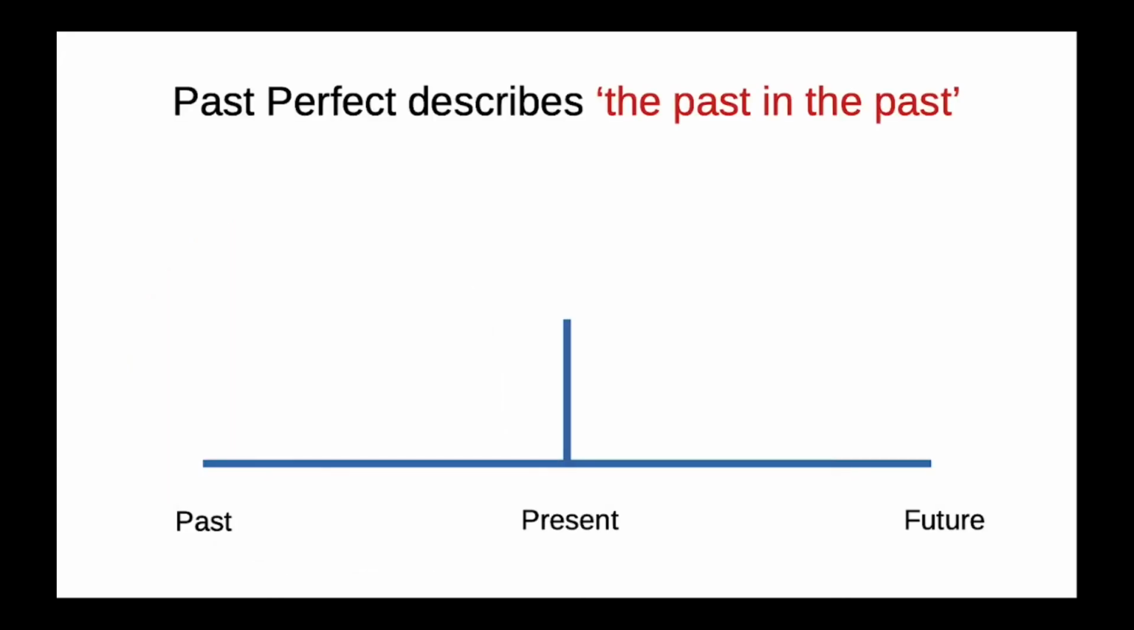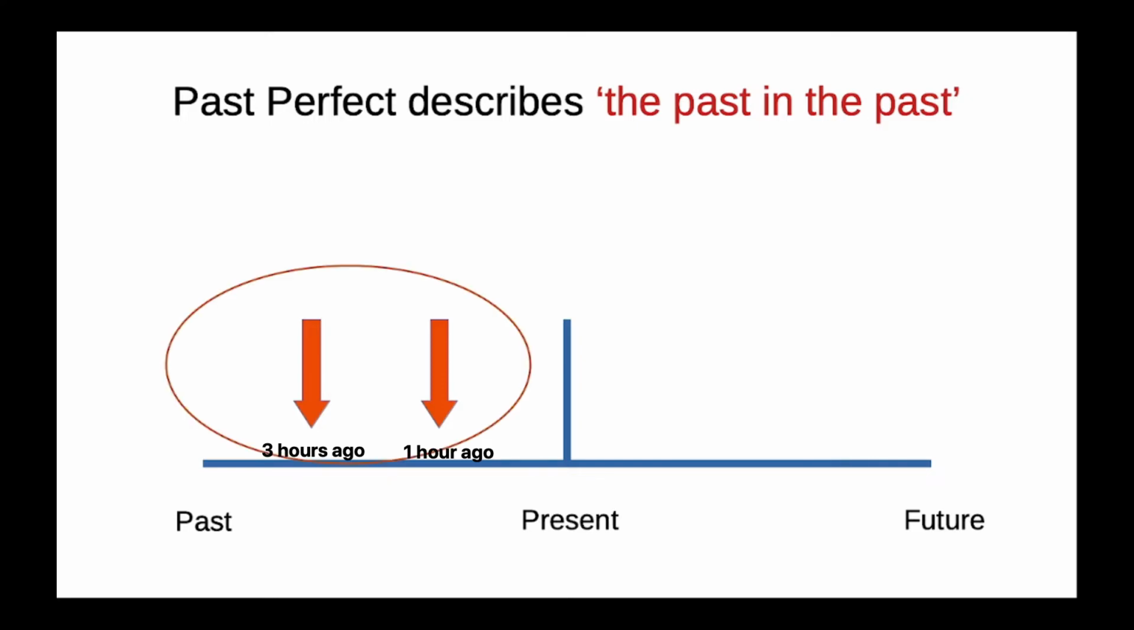And that's because the primary reason we use the past perfect tense is to talk about a point in the past and want to reference an event that happened or was completed even earlier than that point in the past. Once again, just think of describing the past in the past.